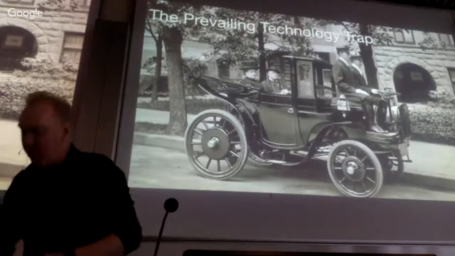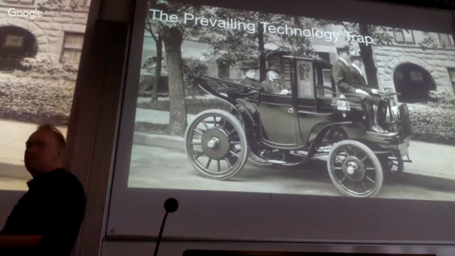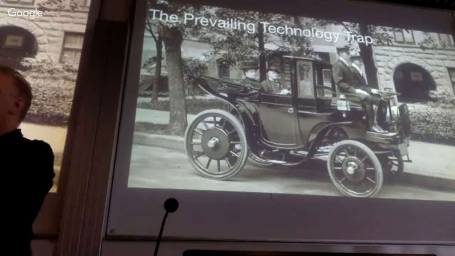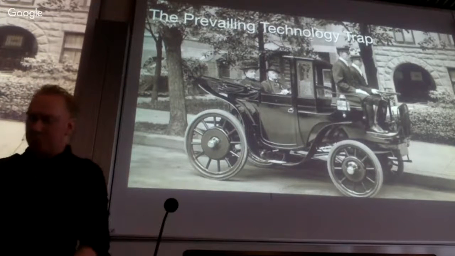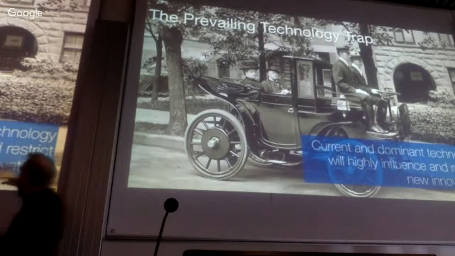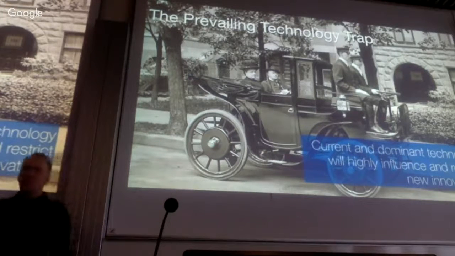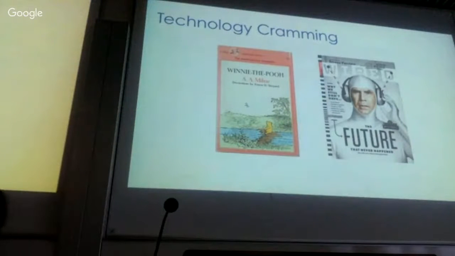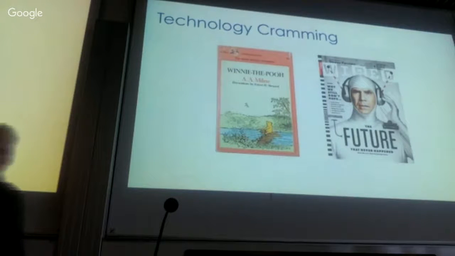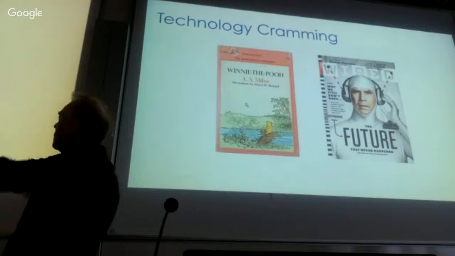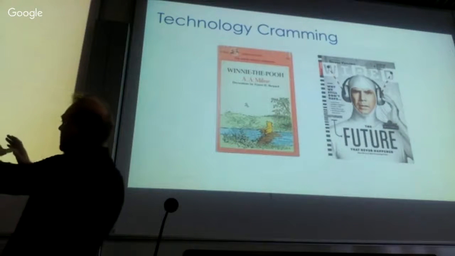So this is what I call the prevailing technology trap. Because you're used to this, you try to cram new ideas into new platforms when they come. Because we're so focused on current and dominant technologies, they will influence anything new. And let me give you two examples. You probably read Winnie the Pooh. Beautiful stories. And Wired magazine, you've probably seen those. At least you know what a book is, and you know what a magazine is.